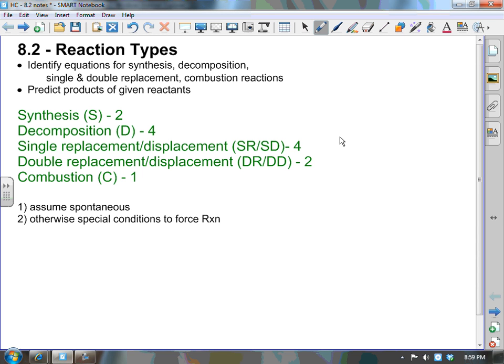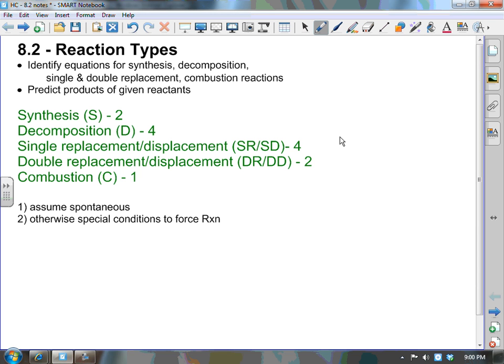So we have these 5 groups: synthesis, decomposition, single replacement or displacement, double, and then combustion. We've got a 1 or 2 letter abbreviation just so you don't have to write it all the way out. And then the numbers off to the side talk about the number of subgroups. There's actually 2 synthesis reactions we'll look at, there's actually 4 decomposition reactions we're going to look at, and so on.